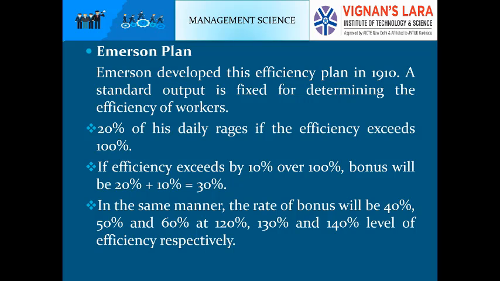For example, on the basis of standard time and actual time, first of all we calculate the efficiency rate. Where efficiency is 100%, a bonus of 20% will be provided. If efficiency exceeds 100% by 10%, a bonus of 20% will be added for that 10%. That means totally 30%, about 10% plus an extra 10% will be added. In the same manner, the rate of bonus will be allotted as 40%, 50%, 60%, 120%, 130% or 140% at the levels of efficiency, where organizations fix various groups. Some organizations have 4 groups, some have 5 groups.